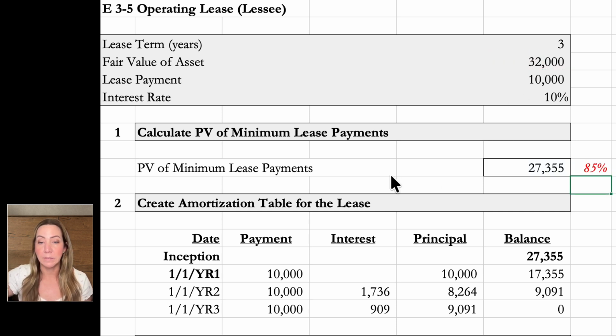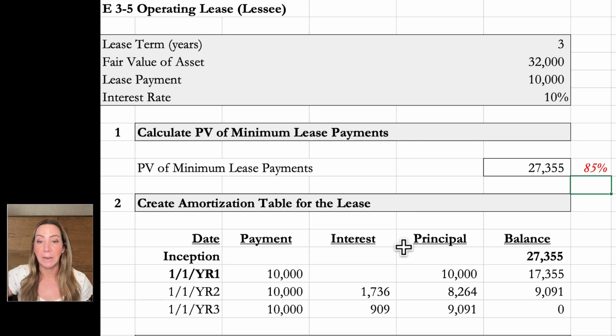Recall that the rule is that if the present value of the minimum lease payments is greater than 90% of the fair value of the asset, then we must capitalize it and record it as a finance lease. But in this case, it is not, so it's an operating lease. We still have to capitalize the lease according to ASC 842, but the entries at the end of the year will look a little bit different.